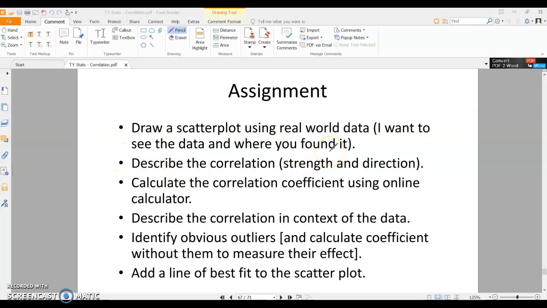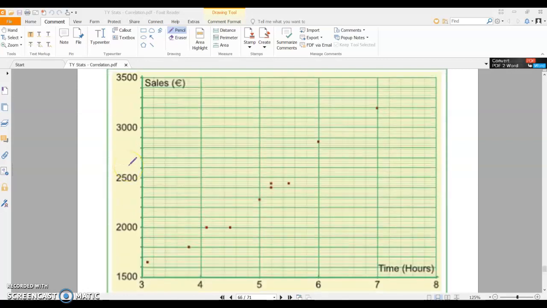Okay, once your scatter plot is drawn, I want you to describe the correlation. Again, there are videos on Schoology on this, but you're going to talk about the strength and the direction of the correlation. Taking this one as an example, that's positive correlation because it's going up from left to right, and I would describe that as strong because it's very, very close to forming a straight line. If it was a bit more scattered, you might say moderate, even more scattered, weak. If the dots were all over the place, you'd say there's no correlation there. If it's going down from left to right, negative, and the same sort of words like strong and moderate and weak.